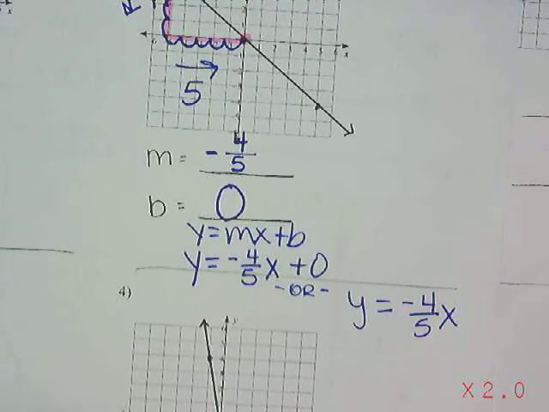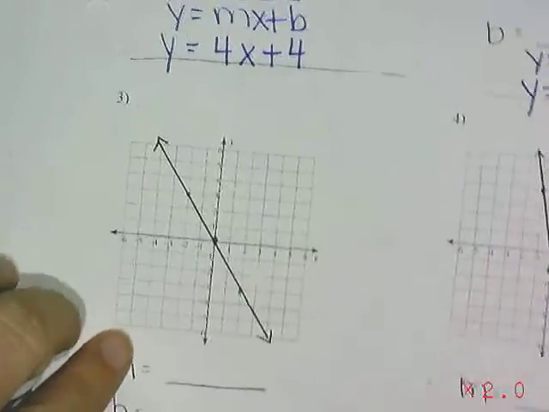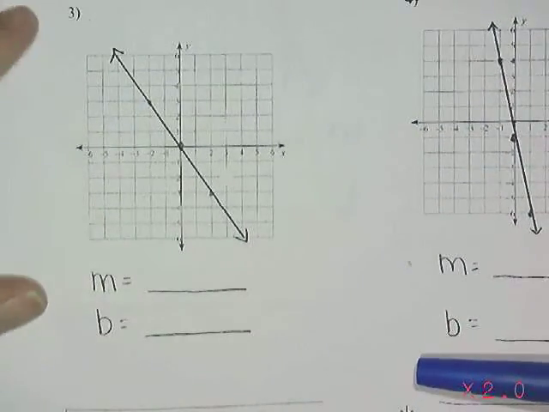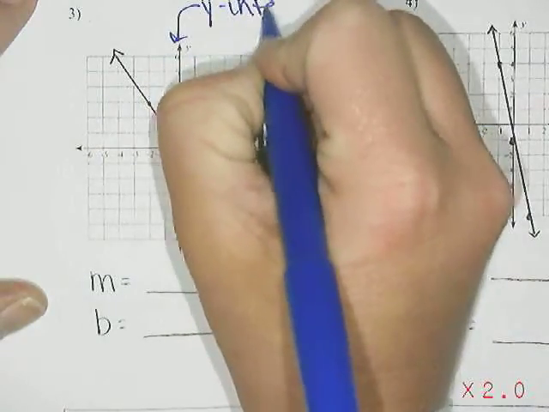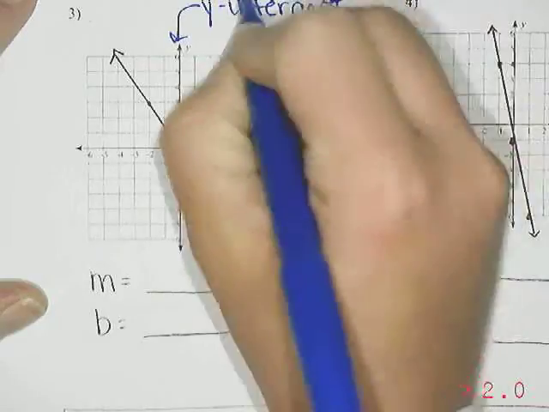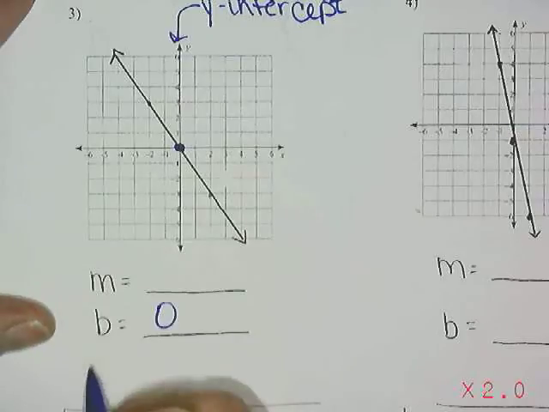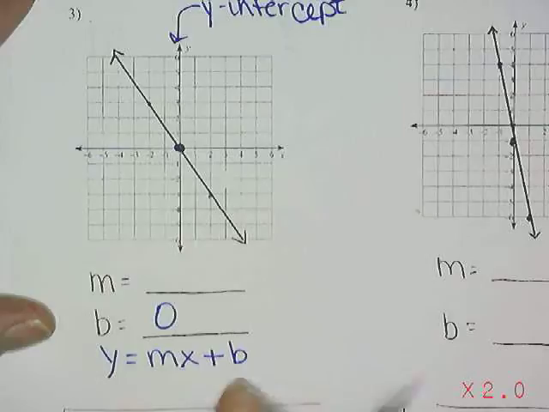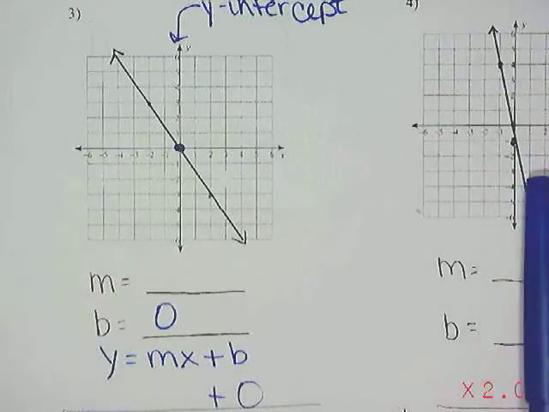Let's go ahead and take a look at number 3. Going off of what you just saw in number 2, I bet you can already identify what your y-intercept is. Remember, y-intercept is where it crosses the y-axis. So my y-intercept is going to be right here on point 0. When I write the equation of the line y equals mx plus b, my b will be plus 0 at that point. Now I need to find out what my m is.